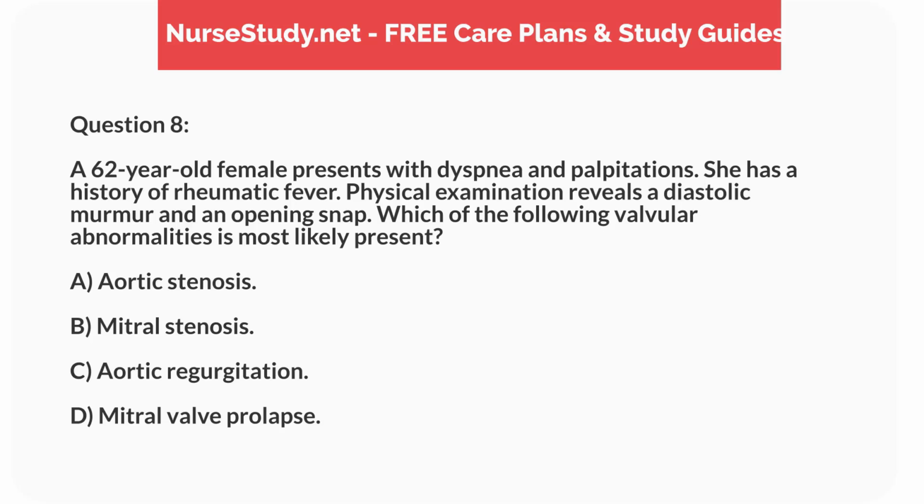Question 8. A 62-year-old female presents with dyspnea and palpitations. She has a history of rheumatic fever. Physical examination reveals a diastolic murmur and an opening snap. Which of the following valvular abnormalities is most likely present? A. Aortic stenosis. B. Mitral stenosis. C. Aortic regurgitation. D. Mitral valve prolapse.